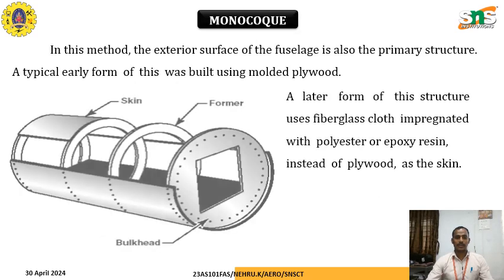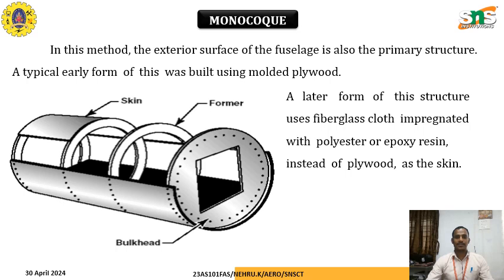Coming to the monocoque, in this method the exterior surface of the fuselage is also the primary structure. Typically, earlier forms were built using molded plywood, which carries more shear loads. A later form of the structure used fiberglass cloth impregnated with polyester or epoxy resin instead of plywood as a skin. So this is the monocoque, where it is attached by the bulkhead and the formers, closed by the skin, which is joined by using rivet joints.